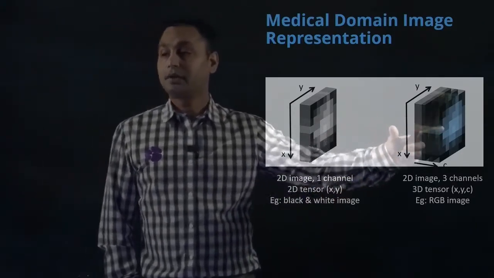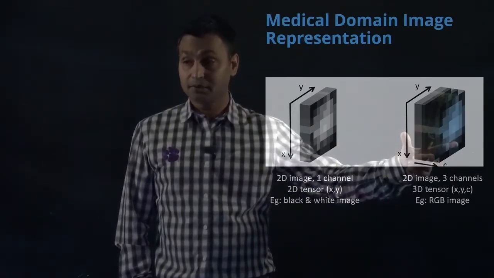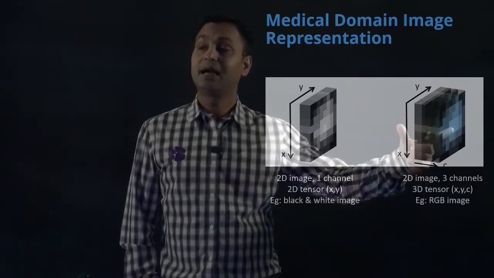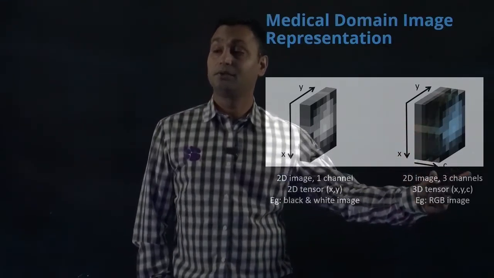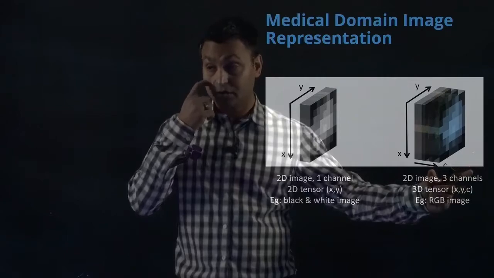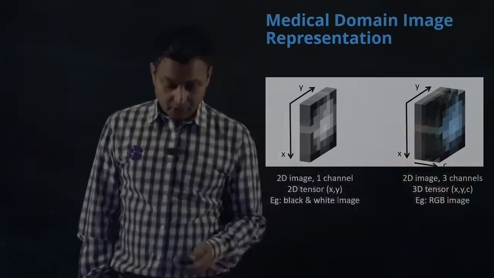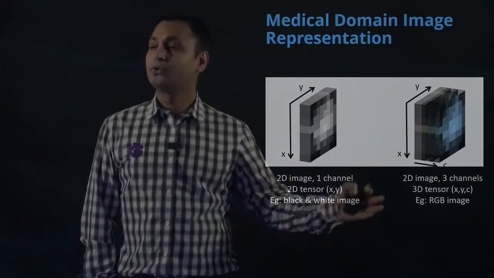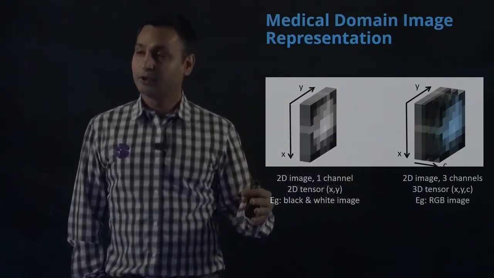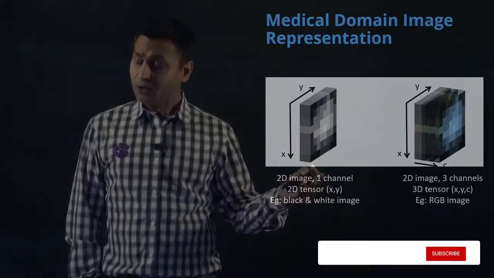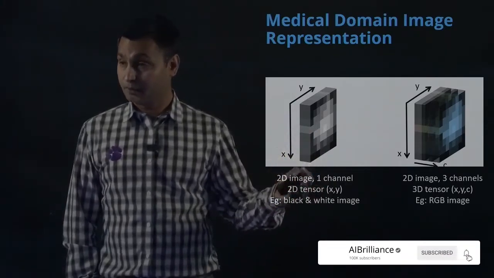However, on the other end of the spectrum, you can also have medical images which are RGB images. In that, you will have a 2D image, but with 3 channels, or RGB channels. So essentially, you will need a 3D tensor to represent that image. But this is also quite available in other domains, in the computer vision domain or normal image processing domain.